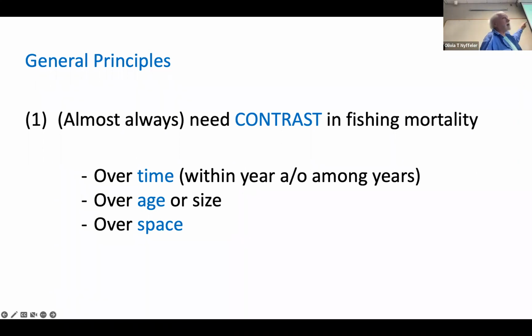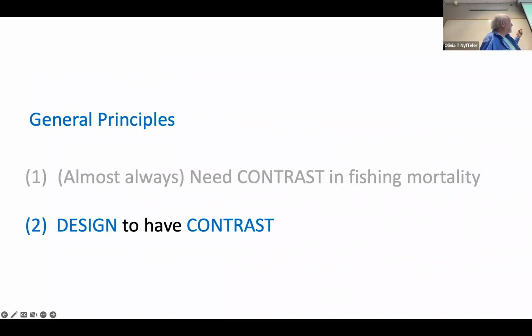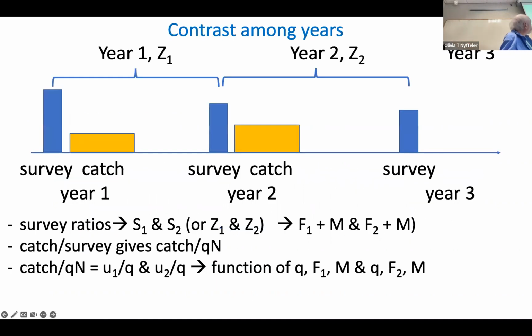Okay, so it has to vary. And if the fishing mortality has to vary, then you can design to have contrast in your data. So I'll give you some examples. Here's contrast among years. Supposing at the start of each year, you do a survey, or if you prefer, you could tag a bunch of animals. Then you have some catch over the year, and then you have a survey, and then you have catch, and then you have a survey, and so on.